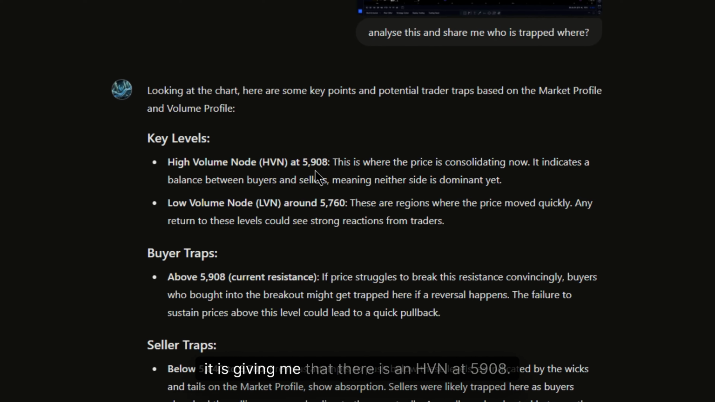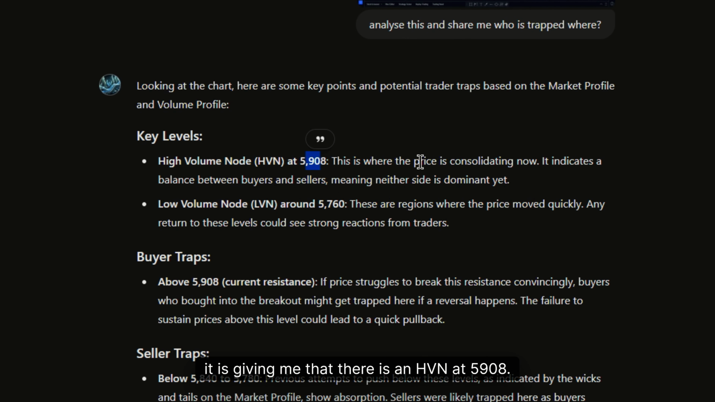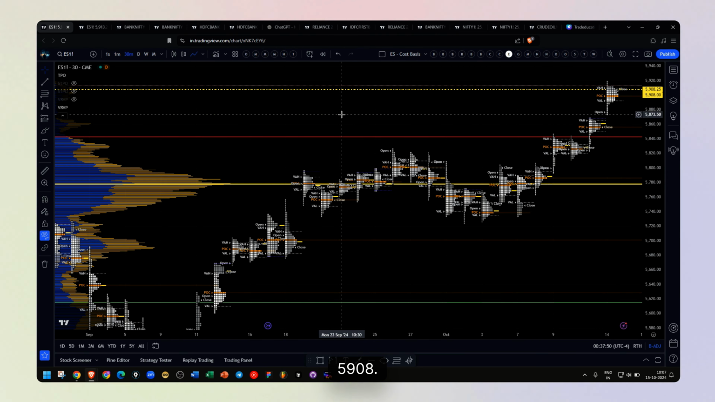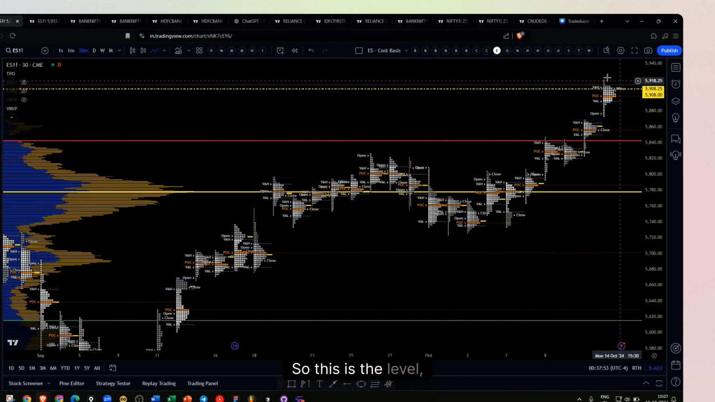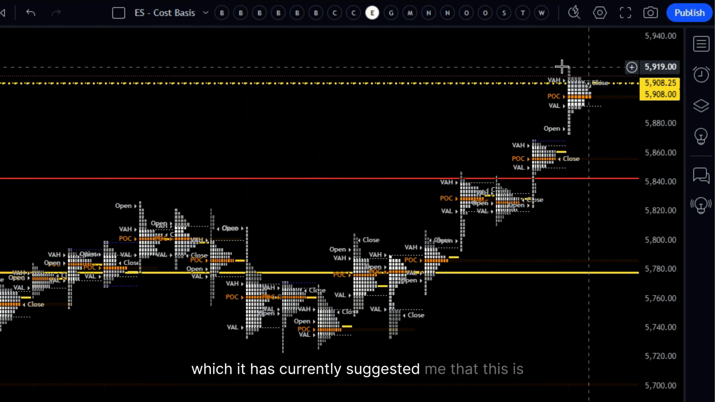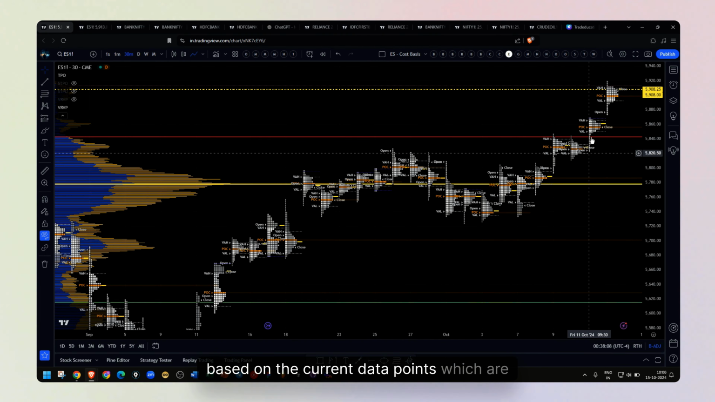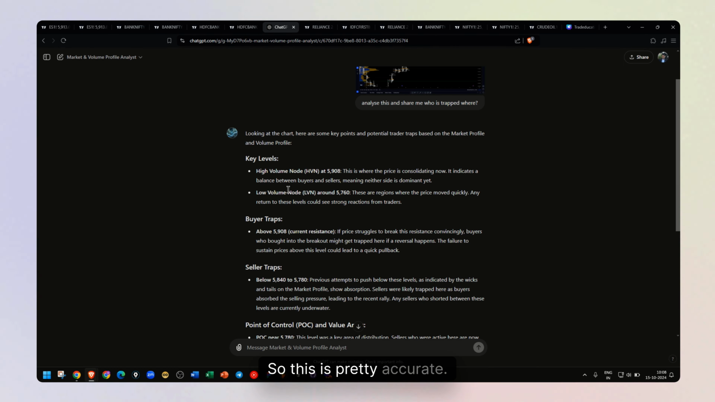First of all, it is telling me that there is an HVN at 5908. This is where price is consolidating. It indicates balance between buyers and sellers, meaning neither side is dominant yet. So let me go back to the chart, 5908. Okay, this is the level which it has suggested is where consolidation is happening, the area where neither buyers nor sellers are dominant, which is amazing. And this is the HVN based on the current data points available, so this is pretty accurate.